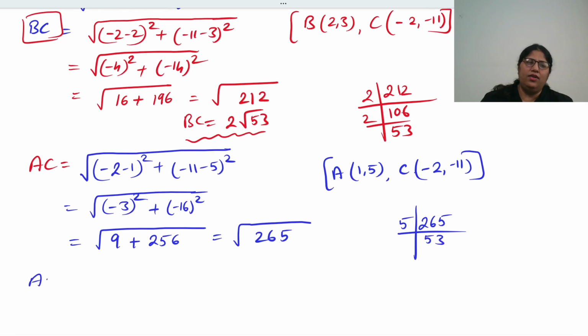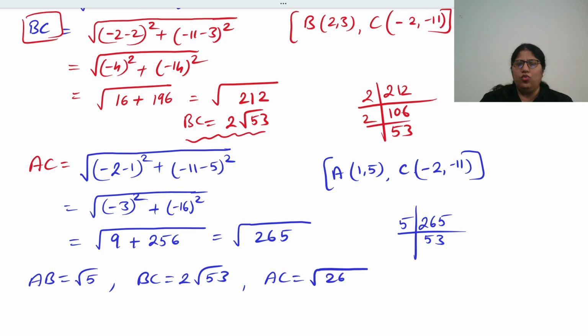So first let us write down here AB, we got it as root 5 units. BC we got as 2 root 53. And what else did we get here? AC, which is root 265. Now if you see, if you add any two lengths, we are not going to get the third length, right? So what can we say here? You know that root 5 plus 2 root 53 cannot be equal to root 265, right?